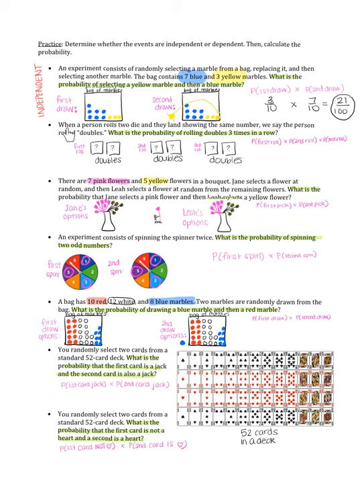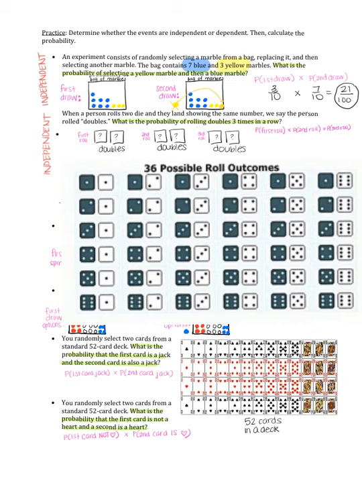The second example, when a person rolls 2 dice and they land showing the same number, we say the person rolled doubles. What is the probability of rolling doubles 3 times in a row? Well, my first roll does not affect what I roll the second time or the third time, so these events would be independent. The following chart shows us probabilities of rolling 2 dice.